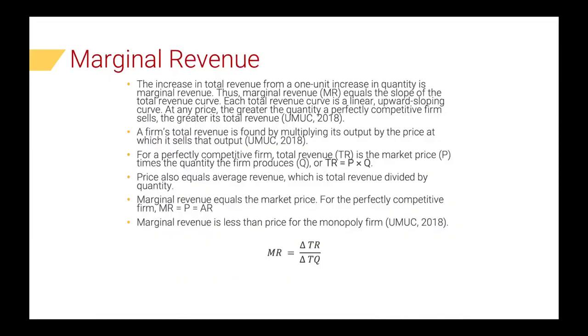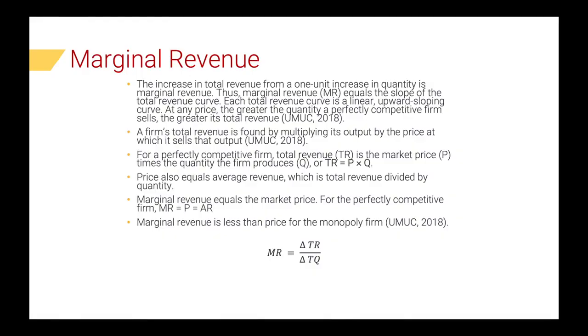The increase in total revenue from a 1 unit increase in quantity is called marginal revenue. Thus, the marginal revenue equals the slope of the total revenue curve. Each total revenue curve is a linear upward sloping curve. At any price, the greater the quantity a perfectly competitive firm sells, the greater is the total revenue.